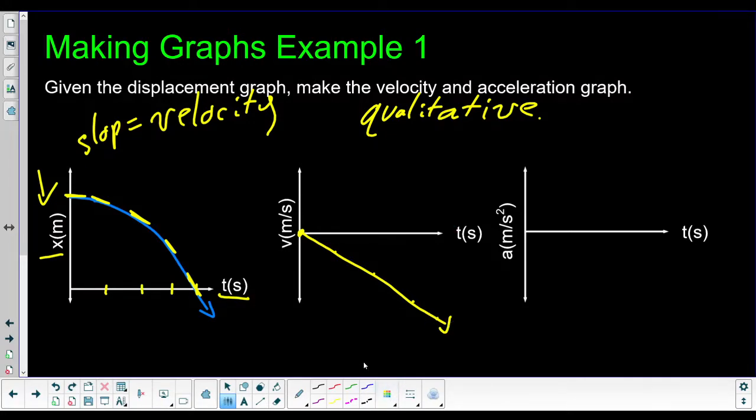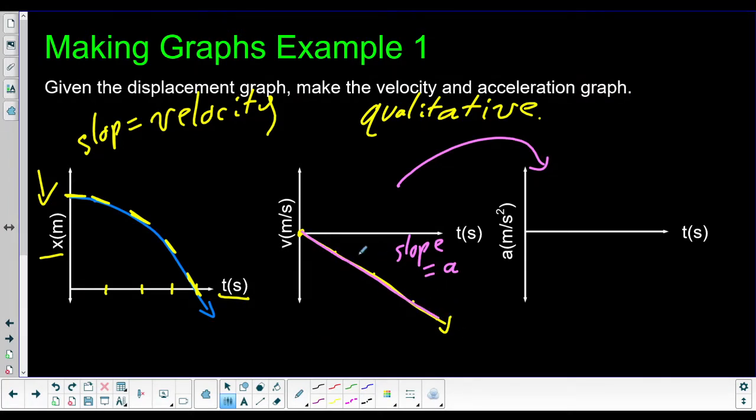So now we need to go from velocity to acceleration. Again, we're going to look at the slope of this line. Slope equals acceleration. So we don't care about the value. I don't care how high up or down this graph is. I just care how slanty it is. The way I've drawn it, this looks like a pretty constant negative slope.